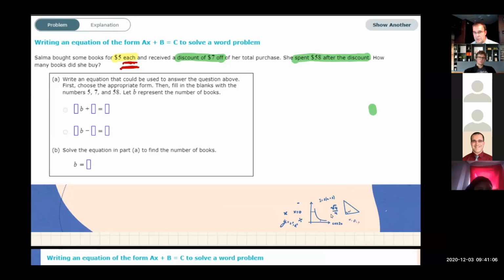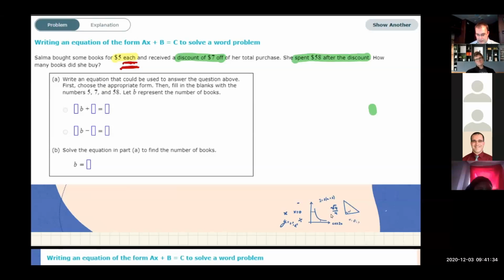So when you see each, what that tells you is this number that they're saying each with is going to go right in front of your variable. Okay, because 5 times the number of books, well, 5 times 3 books, that means she had to spend $15 more to get those 3 books. So with each, the number goes in front of the variable, also known as the coefficient of that variable.